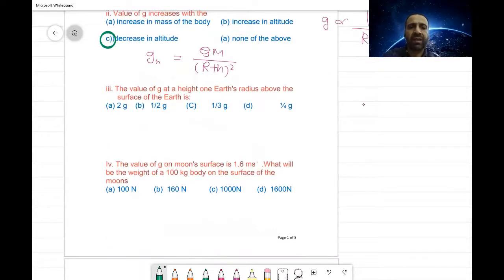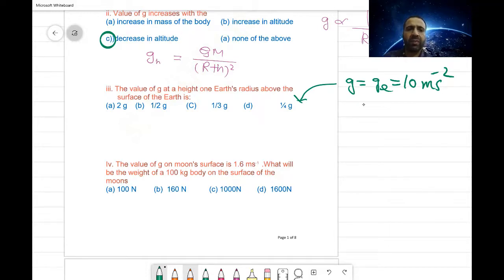Number third, the value of g at height 1 Earth radius above the surface of the Earth is option A, 2g. This g means here the value of g on Earth. Okay, g is equal to the value of g on Earth. Most probably in your book it is 10 meter per second square. So you see, look, what is going to happen here at this point.